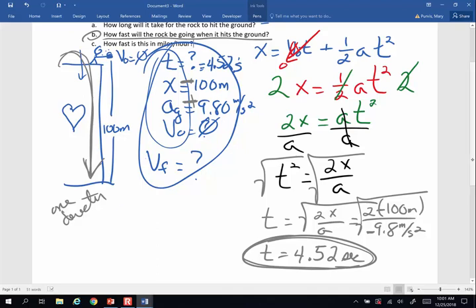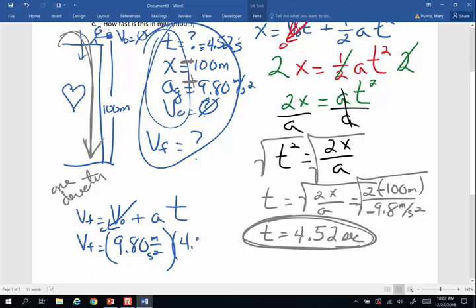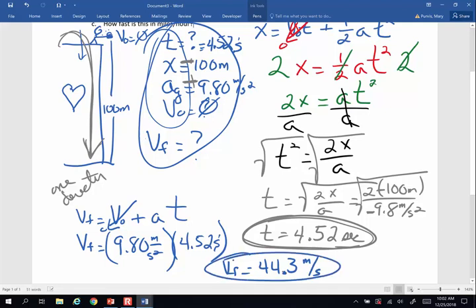Well, probably one of the easiest equations that are out there is this one. Vf equals V0 plus at. What's the final velocity going to be? That's what we're solving for, so no algebra required. Original velocity is 0, so that term goes away. Acceleration, 9.80 meters per second squared. Time, 4.52 seconds. So I'm going to grab my calculator, 4.52 times 9.80, and I end up with a final velocity of 44.3 meters per second. That's my final velocity.